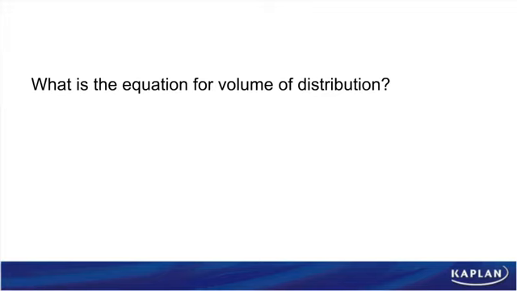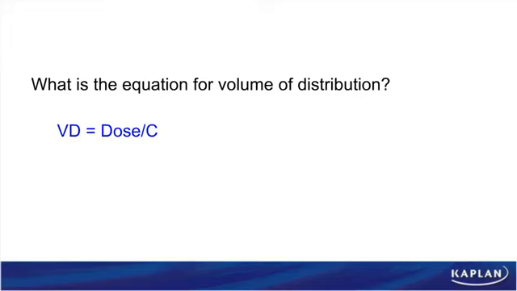What is the equation for volume of distribution? The equation is volume of distribution equals dose divided by plasma concentration. It is important to pay attention to the fact that volume of distribution and plasma concentration are inversely proportional. That means that when you administer a particular dose, if the vast majority of that dose stays in the plasma and the plasma concentration stays higher, your volume of distribution is going to be lower.